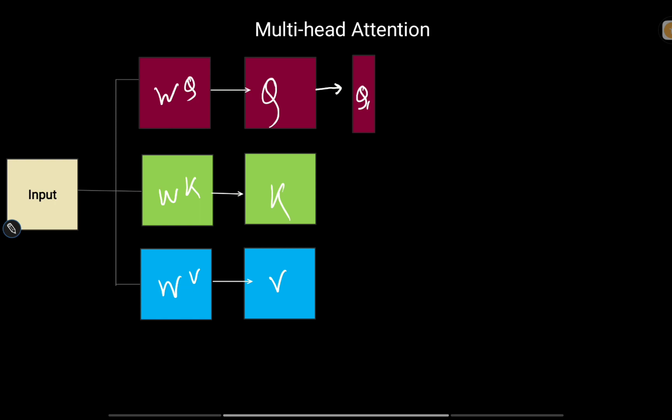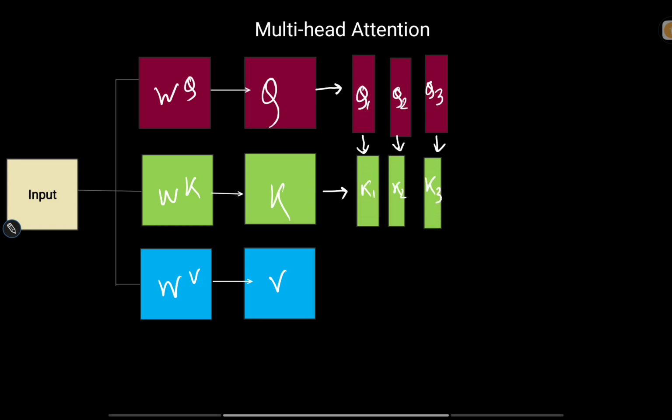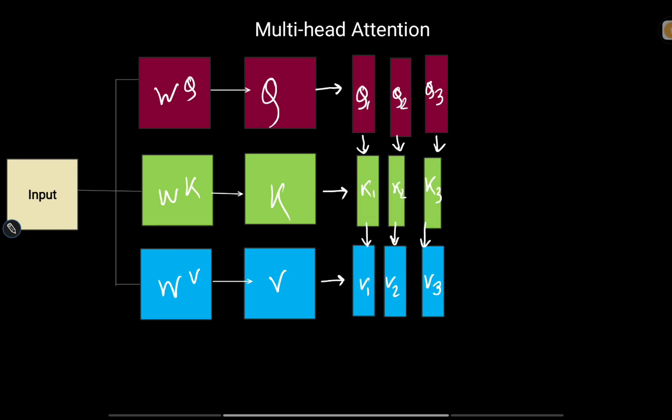So once we have that, we will divide each of these matrices, like the Q will be divided into 3 matrices like Q1, Q2 and Q3, right? So we are introducing this multi-head by dividing the Q into multiple heads. Similarly, we will do that operation for the K matrix and also for the V matrix. So we have the corresponding K1, K2, K3 and also V1, V2 and V3 for Q1, Q2 and Q3.